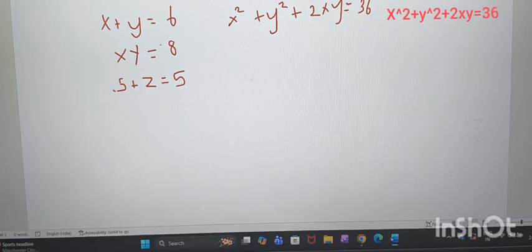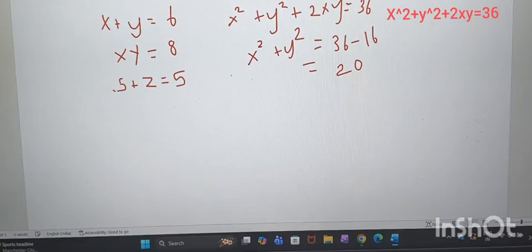Now I know the xy value, that is 8. So I can put it over here. Then 8 twos are 16. So x square plus y square, I know this is 16. I'll just send it this side, so that 36 minus 16. What would be my value? 36 minus 16 is 20. x square plus y square value is 20.